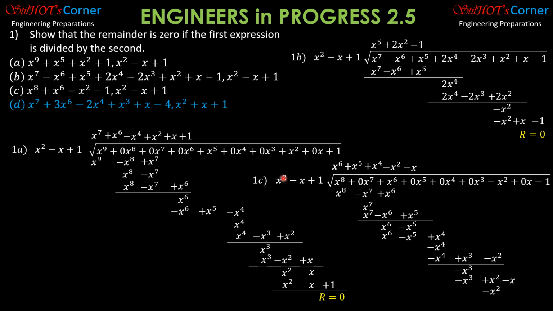Negative x squared divided by x squared is negative 1. Negative 1 times x squared, negative x squared. Negative 1 times negative x, positive x. Negative 1 times 1 is negative 1. So subtract. Negative x squared minus negative x squared 0, x minus x 0, negative 1 minus negative 1 0. So the remainder is indeed 0.